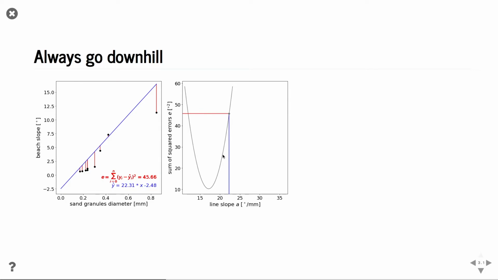This gray line here, the sum of squared errors for different line slopes, is just a helper for you, and normally we don't have something like this in machine learning problems. So assume you are here, standing with this line slope of 22.31. How do you know how to change the value of your line slope if you don't know this exact gray line? How do you know if you should increase or decrease the value?